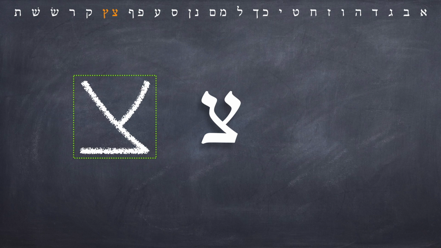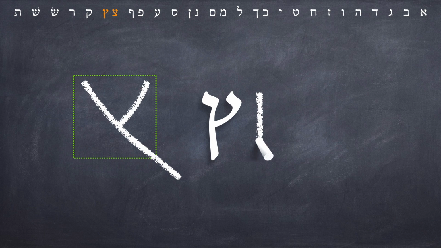Tzadi is also the last of the letters that has a final form, and you might be expecting by now that it's made by pivoting the base of the letter down past the bottom of the box. And that would be almost right. Actually, the final form of tzadi looks like this. And you can write it simply with a vertical line and then a second stroke that meets it in the middle. But it does extend below the baseline.